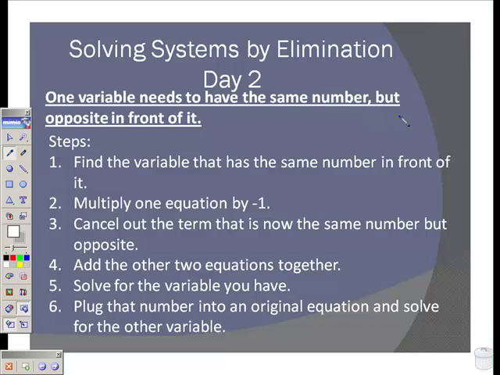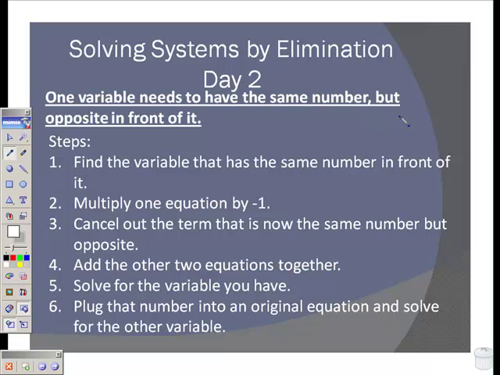Alright guys, these steps are very similar to what we did yesterday. We're still doing the same thing. We're still solving by elimination, okay?